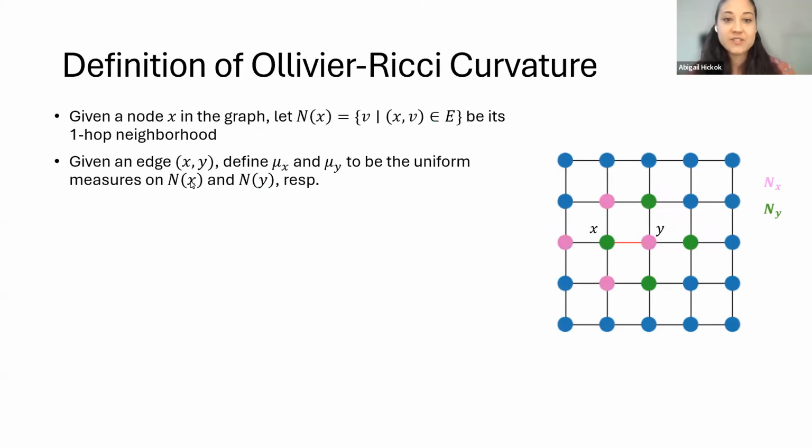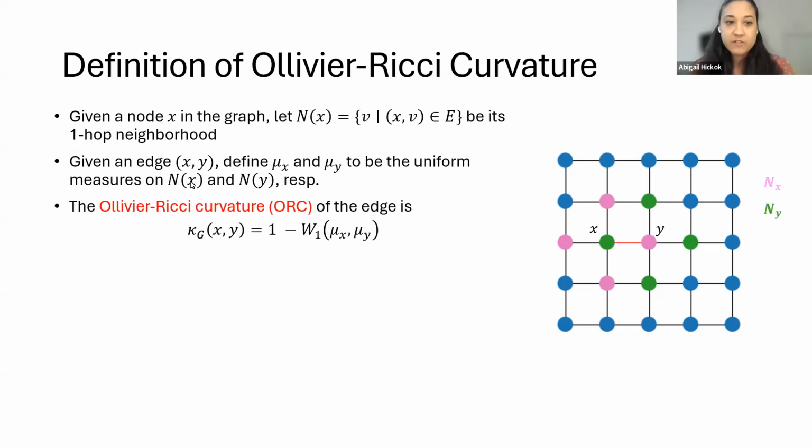Formally, the definition is, for every node in my graph, I consider its one hop neighborhood. That's all its direct neighbors. Like for this node x here in pink, I'm showing its one hop neighborhood N_x. For any given edge xy, I'm going to define two probability measures, mu_x and mu_y respectively, which are the uniform probability measures on N_x and N_y.